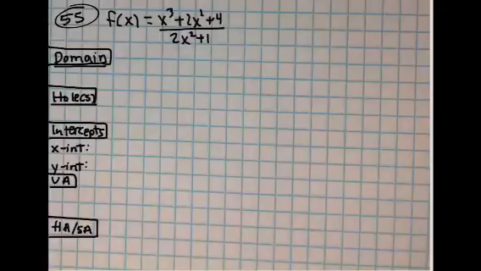5 domain is all reals because nothing makes the denominator 0. It has no holes. For x-intercepts, the numerator needs to have a 0, and the thing about this one is there's no way you could find it by hand. You needed a graphing calculator for that.